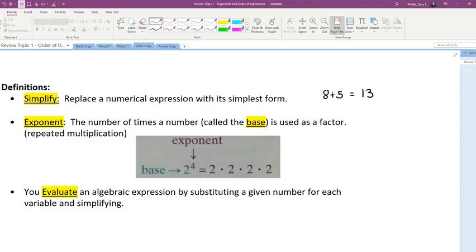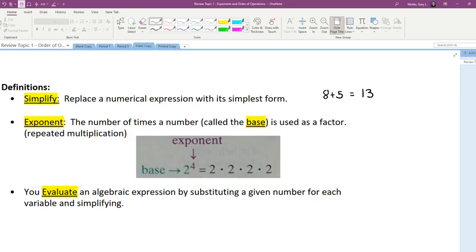Next definition is going to be the word exponent, and I'm sure you're familiar with that as well. An exponent is talking about repeated multiplication. So an exponent is the number of times that a different number called the base is used as a factor. I have this example here of 2 to the fourth. So the base is 2 and the exponent is 4. And what that exponent of 4 is telling us is take the base and multiply it by itself that many times. So 2 to the fourth power is how we would say that.